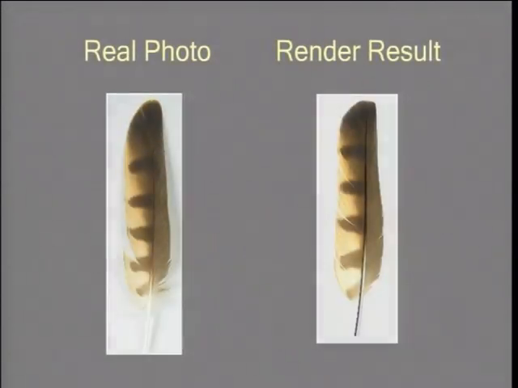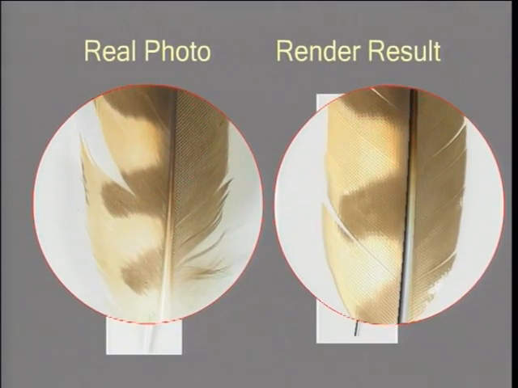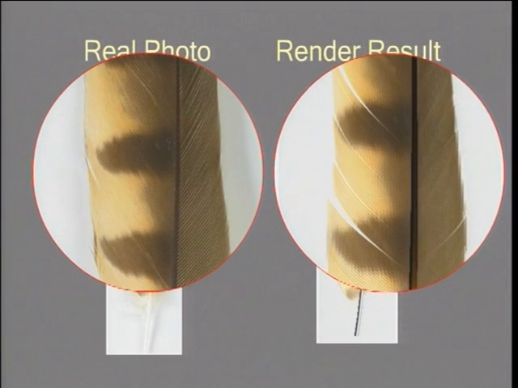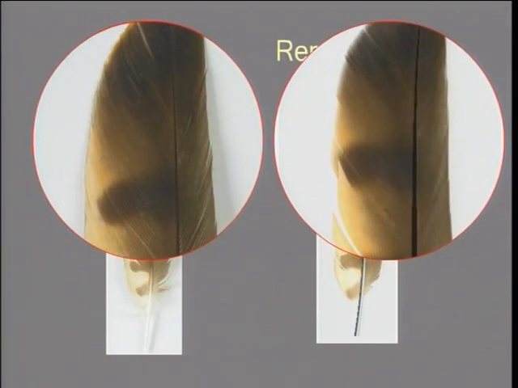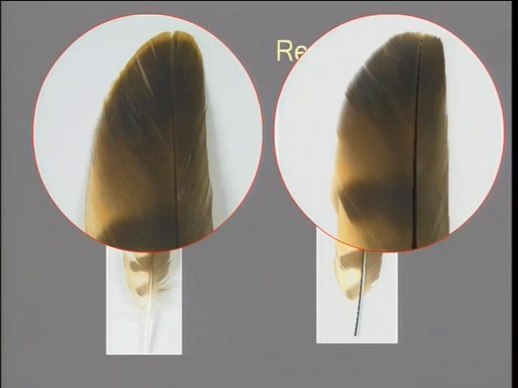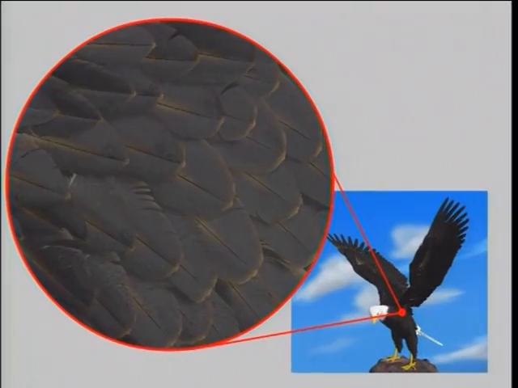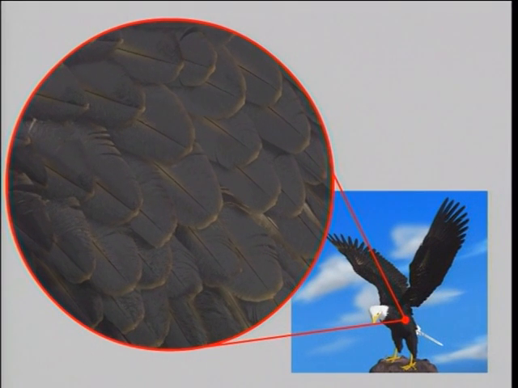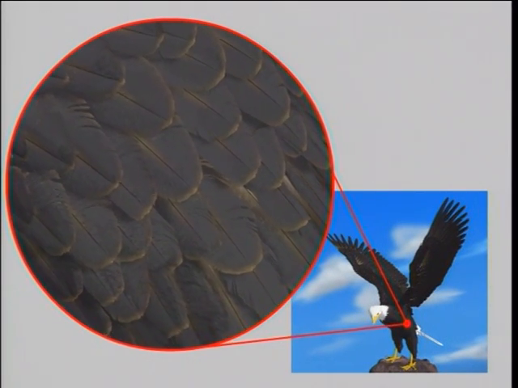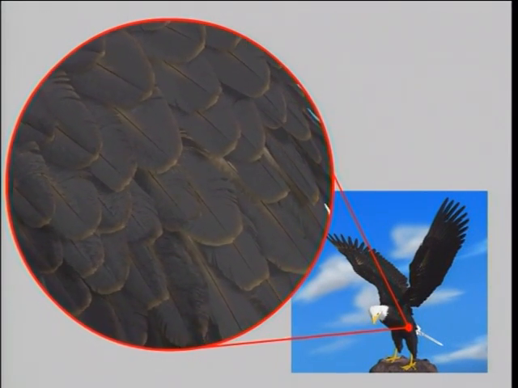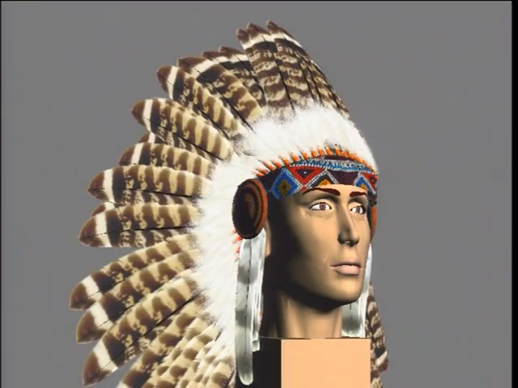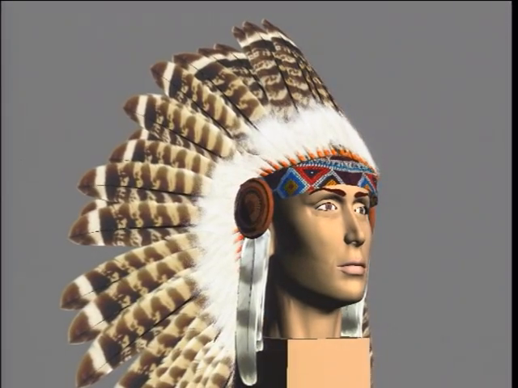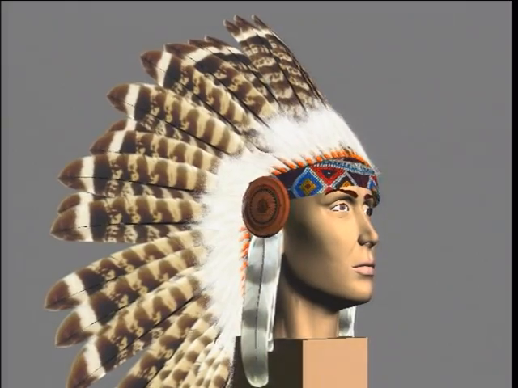Now let's show some results. The feather on the left is a real feather. The feather on the right is a synthetic feather modeled and rendered using our system. The synthetic feather looks fairly realistic. Here we show an eagle modeled and rendered using our system. All feathers in this American Indian headdress are also modeled and rendered using our system.